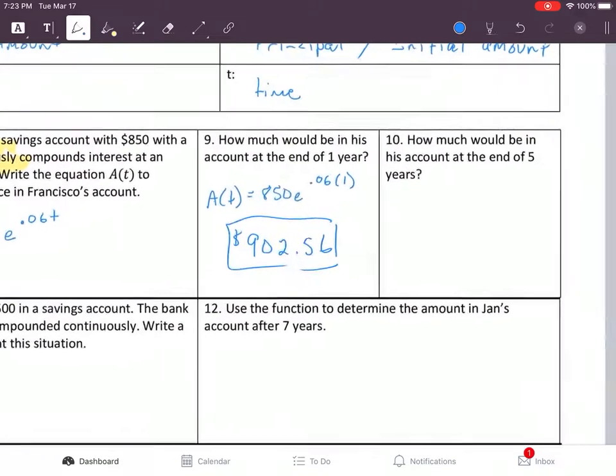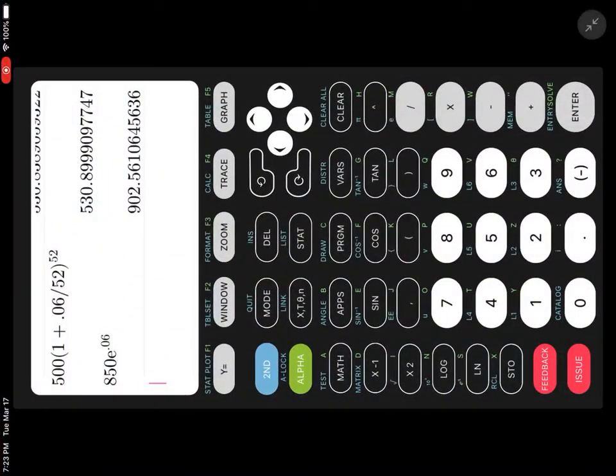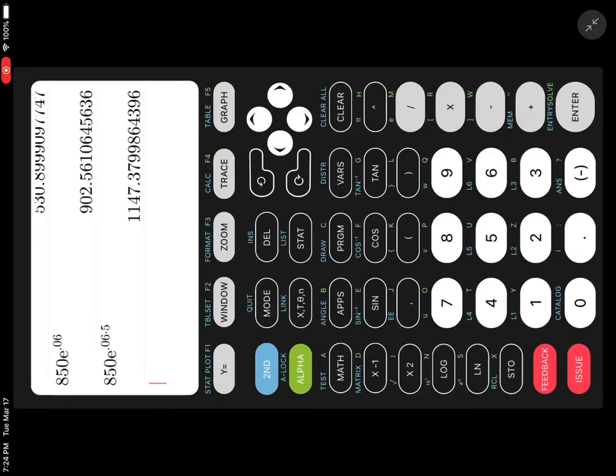Okay. Same idea, but this time we're going to use T as 5 years. So we have A of T equals 850 E, 0.06, but this time we're going to multiply it by 5. Okay. Again, we go to our handy-dandy calculator. 850 times E raised to the 0.06 times 5. All right, enter. So you got $1,147.38.